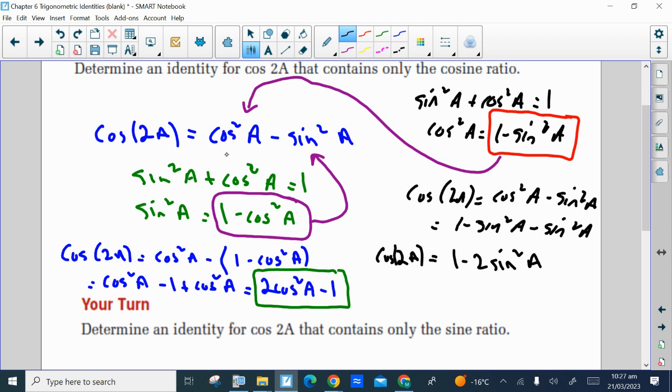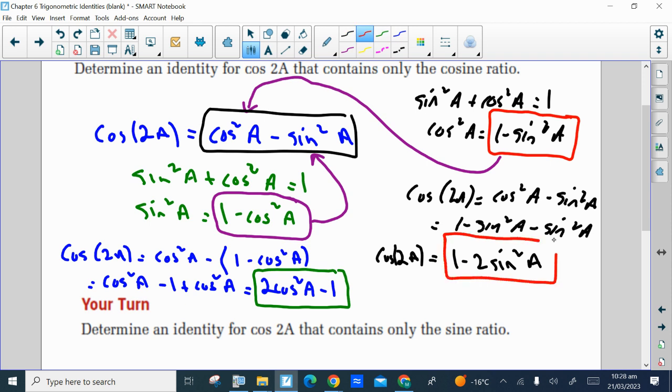It can equal cos squared a minus sine squared a. That's one of them. We saw below it can equal 2 cos squared a minus 1. And now we see that it can also equal 1 minus 2 sine squared a. All three of these are on the formula sheet. You don't have to memorize them, but I just showed you where the other two come from. But they are all three on the formula sheet.